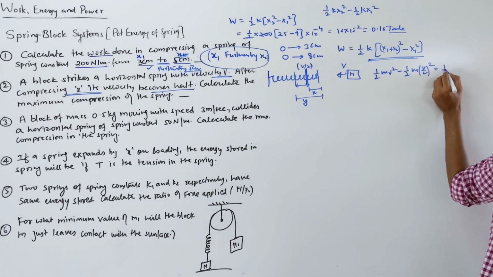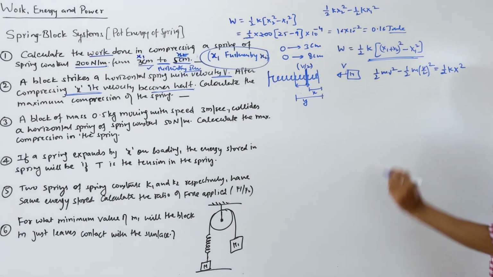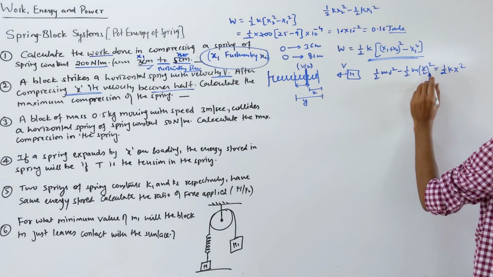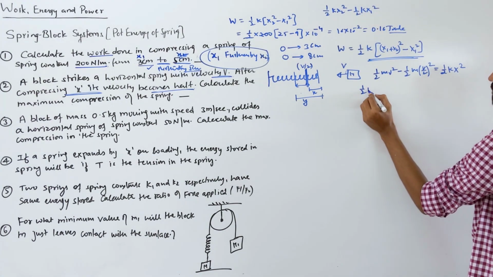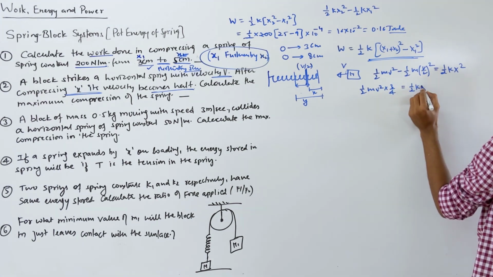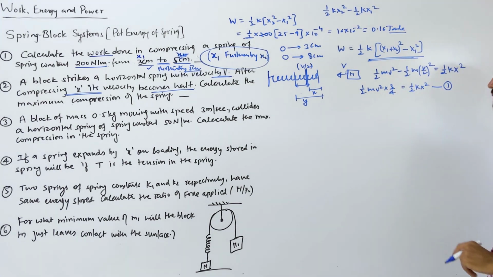This loss goes to the gain in the potential energy, half kx square. X is given, right? So when you simplify this, how much does it come to? Take half mv square as common, then this becomes 3 by 4 equal to half k x square. Let's call it equation 1.